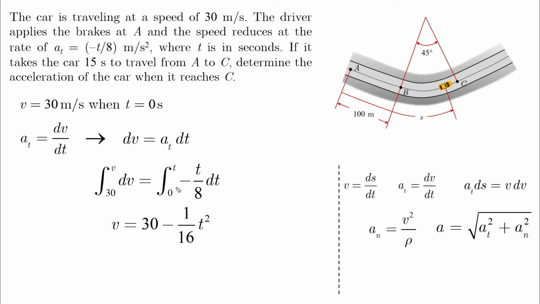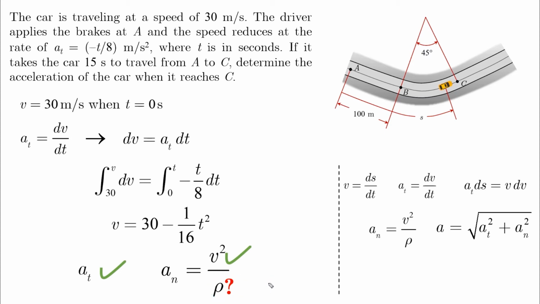So as we just said, a_t can be directly found from the given information. It is minus t over 8 after 15 seconds. This is given. However, a_n needs two unknowns. One of them we just found, which is the velocity, so we can find the velocity after 15 seconds. And the other one is rho.